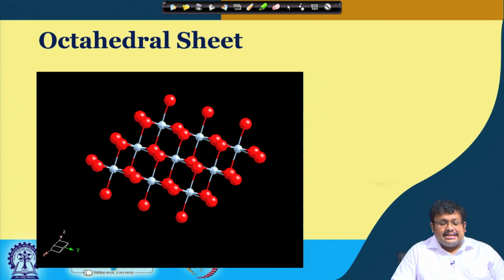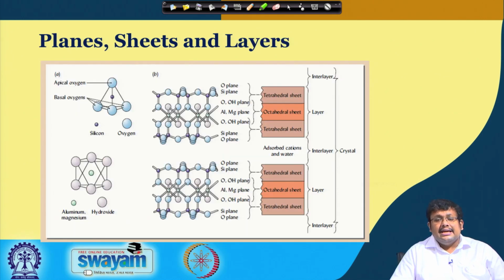Now, this tetrahedral sheet and octahedral sheet are the basic building blocks of any clay mineral structure, because most of the crystalline clay minerals are developed by a specific stacking arrangement of tetrahedral sheets and octahedral sheets in a single clay crystal. So, if we look at an overview of a clay mineral structure, we will have this picture.